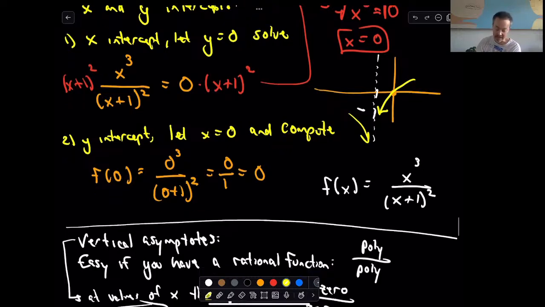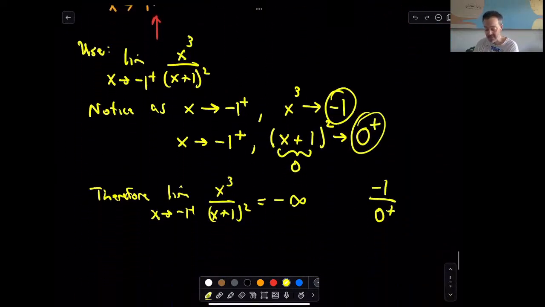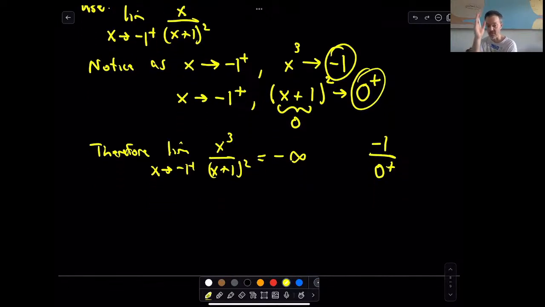Okay, we're having fun, lots of stuff here. So I guess let me stop there. Does that make sense for the vertical asymptote?